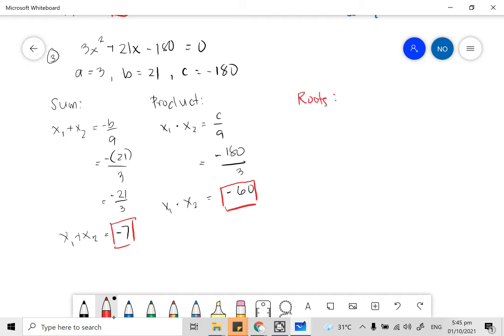Okay, ngayon, try natin hanapin yung roots, no, gamit yung sum and product na yan. So, kapag pinag-add, negative 7, pag pinag-multiply, negative 60. So, kung titignan nyo class, negative yung product natin, ibig sabihin, magkaiba ng sign. Ngayon, dahil negative 7 yun kapag pinag-add, ibig sabihin, kailangan yung negative nyo ay nandun sa may integer na may greater absolute value.